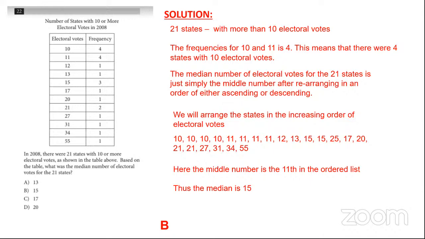So here the median will be 15. The option corresponding to 15 is B. So the correct answer is B. Did everyone get it? Or should I explain it once again?